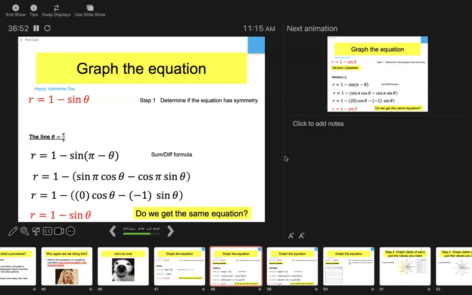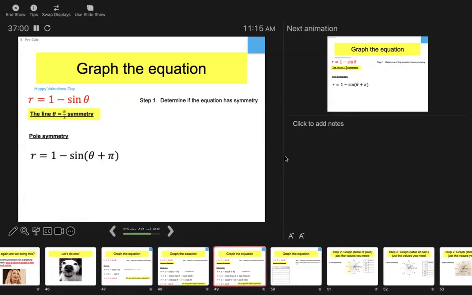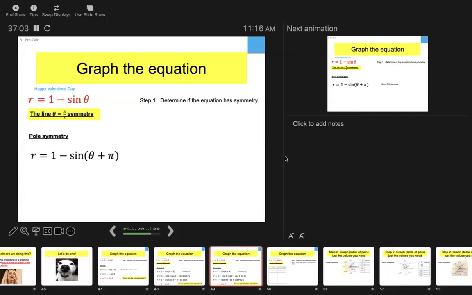Pole symmetry, or symmetry with respect to the pole. And what are we supposed to replace theta with? Theta plus pi. These are hard to remember, right? So we replace theta with theta plus pi. And that's the sum formula now.